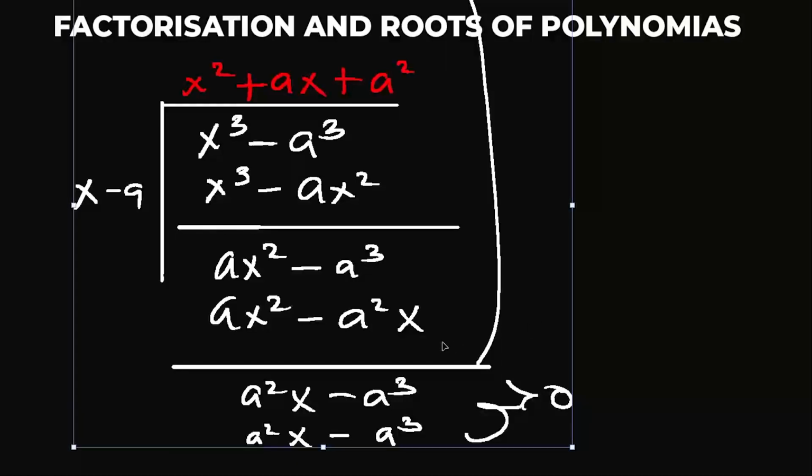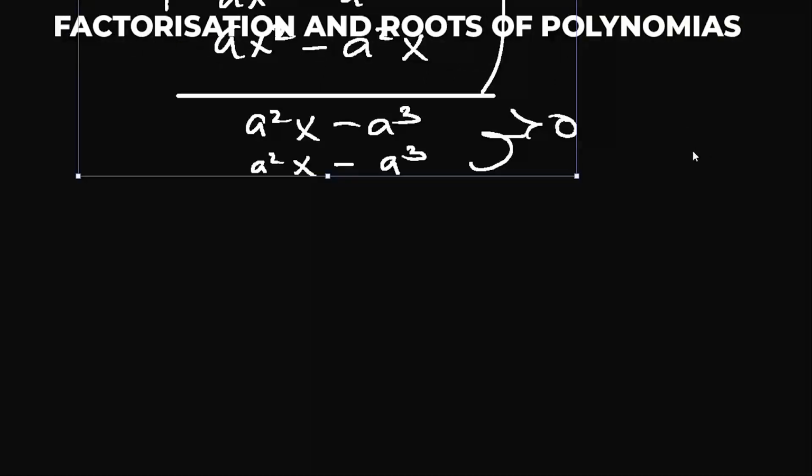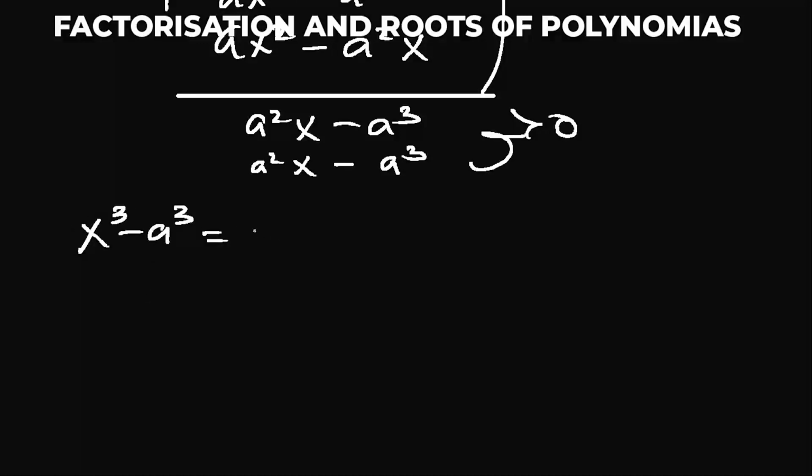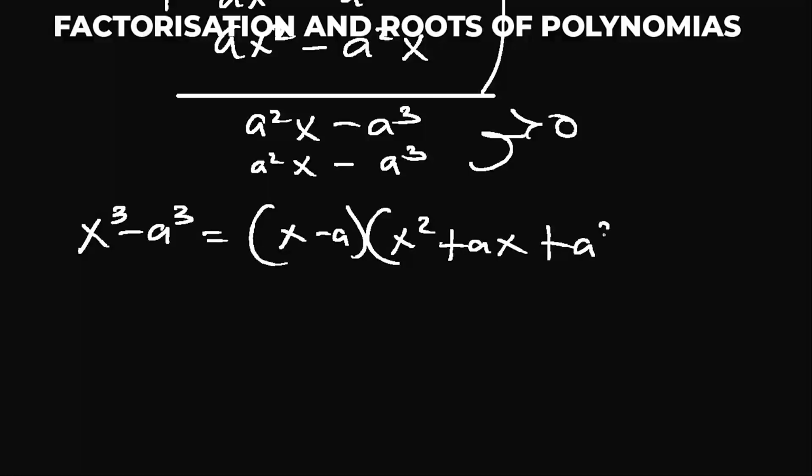So with this, we can now write down the factors of the polynomial. So we have that x cubed minus a cubed can be factorized as x minus a into bracket x squared plus ax plus a squared. So you see the way we are able to factorize the given function using the factor theorem and long division. I hope you understand this now.